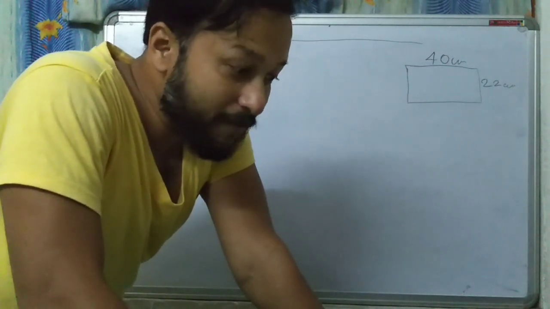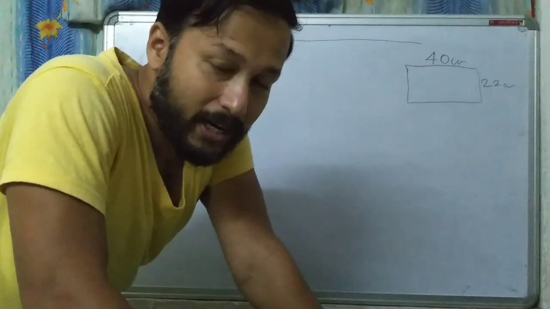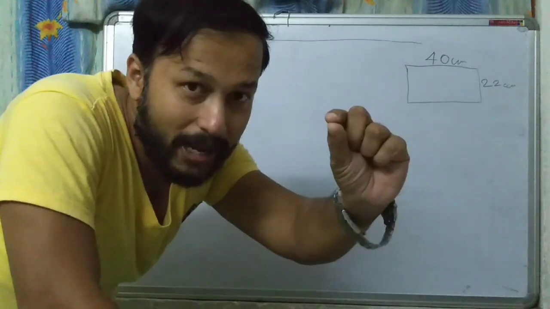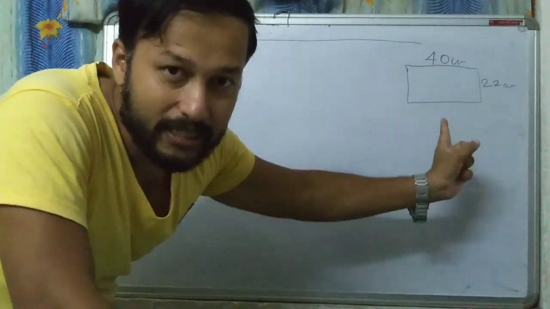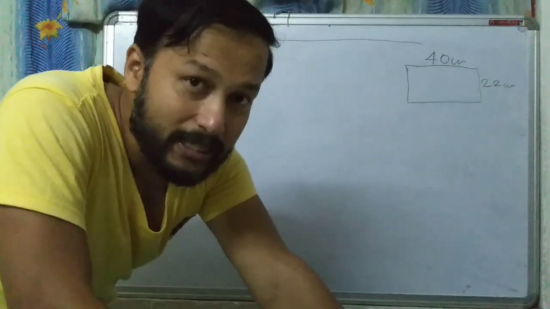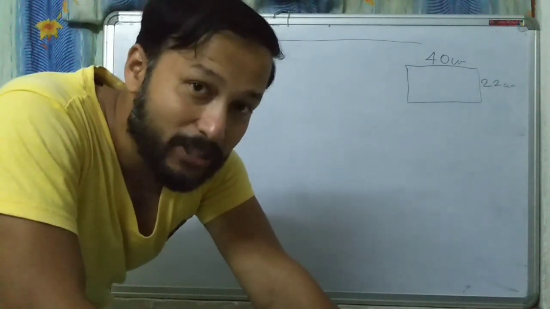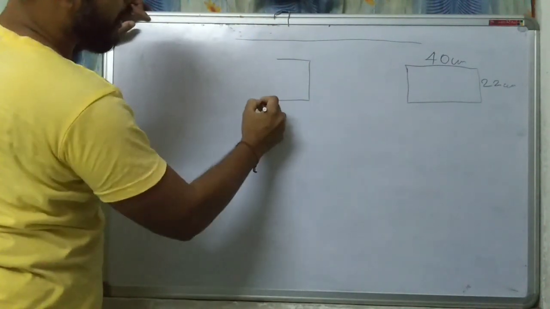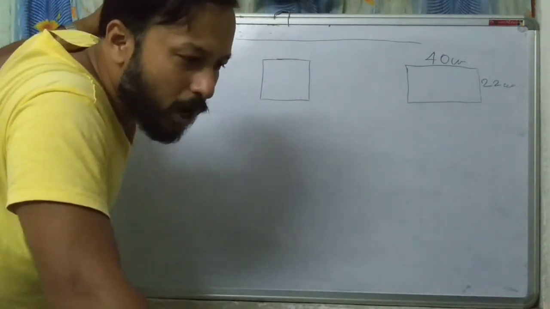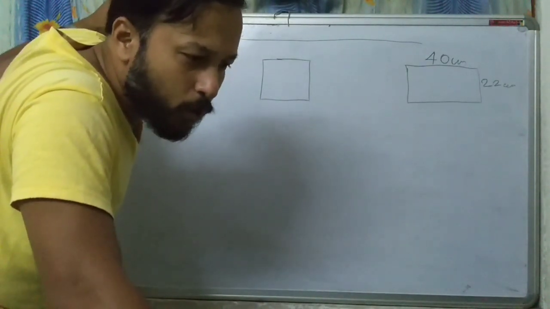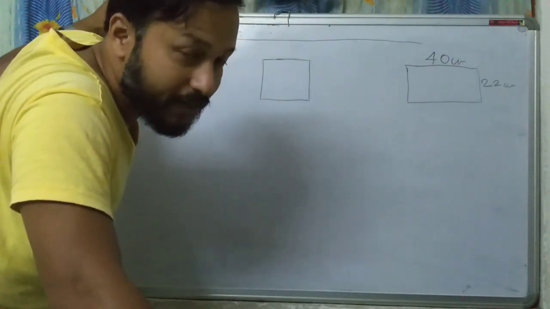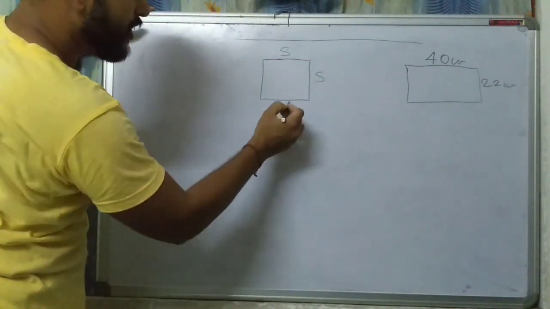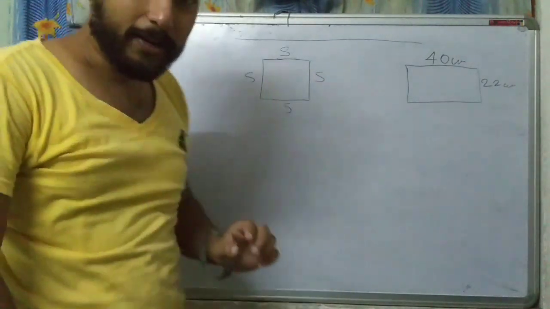If the same wire is given in the shape of a square, now by using the same wire, first you made a rectangle. Now by using the same wire, you are making a square by folding it. What will be the measure of each side? You have to find all the sides.